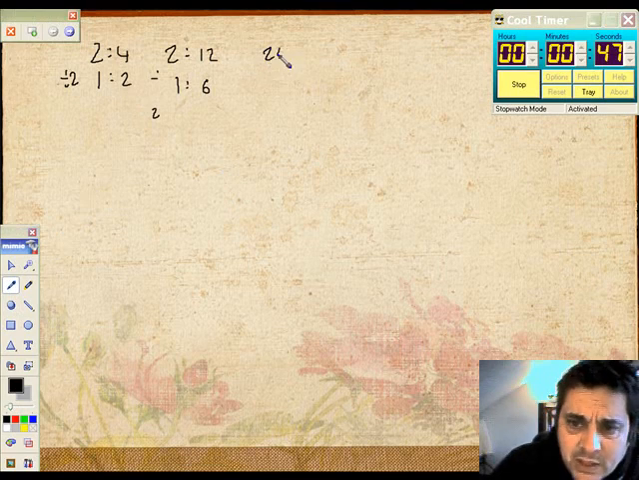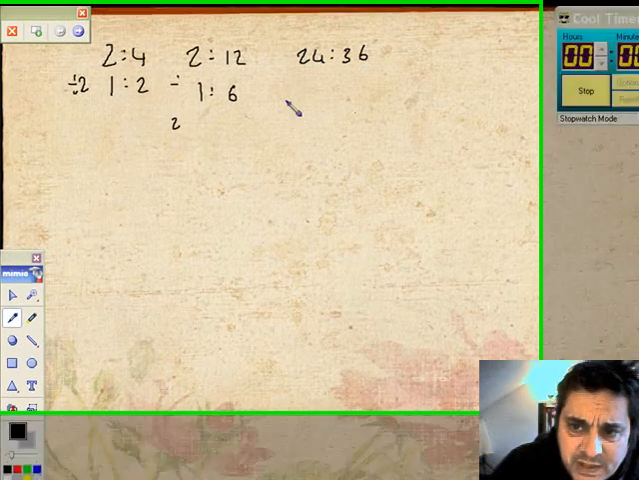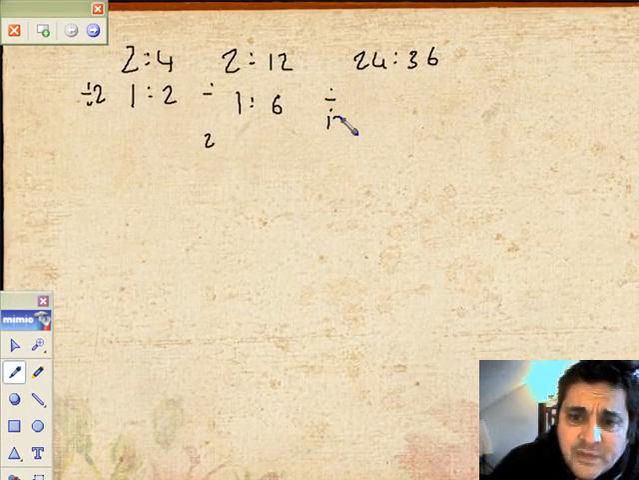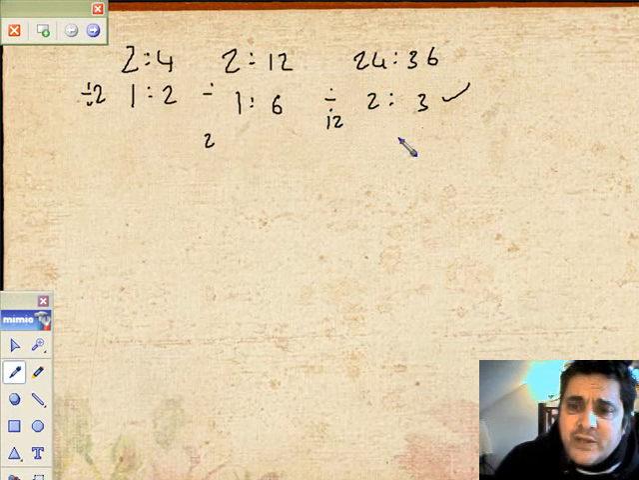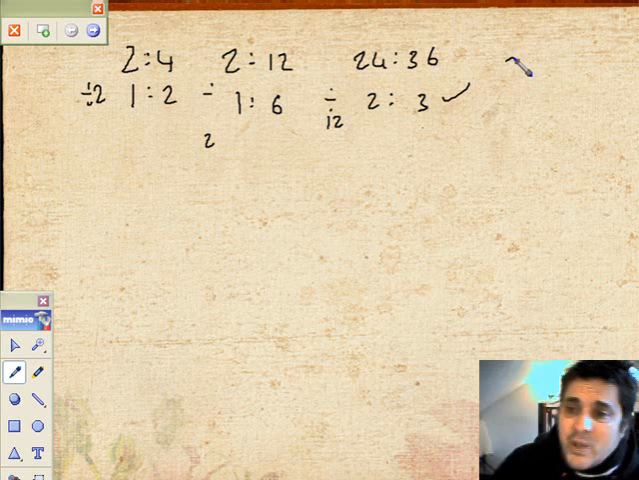Try another one. 24 to 36. I think 12s can go in quite nicely, so 12 goes into 24 twice, 12 goes into 36 3 times. That's essentially a ratio of 2 to 3. Now, if you find you don't like doing it in one step, why not just go halving it down, as one would simplify a fraction?